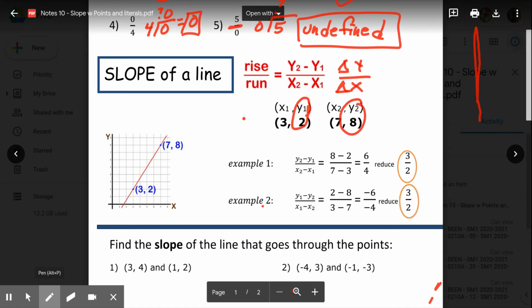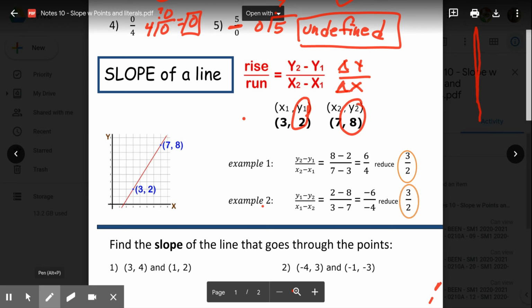So if you have an ordered pair and there's more than one ordered pair, I just listed this first ordered pair, 3, 2, as x sub 1, y sub 1. The second ordered pair, 7, 8, I listed as x sub 2, y sub 2. If there was a third ordered pair, it would be x sub 3, y sub 3, and so forth.